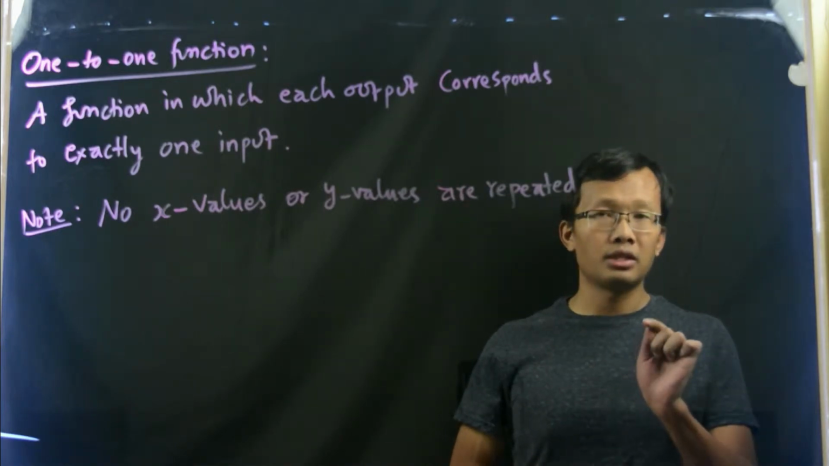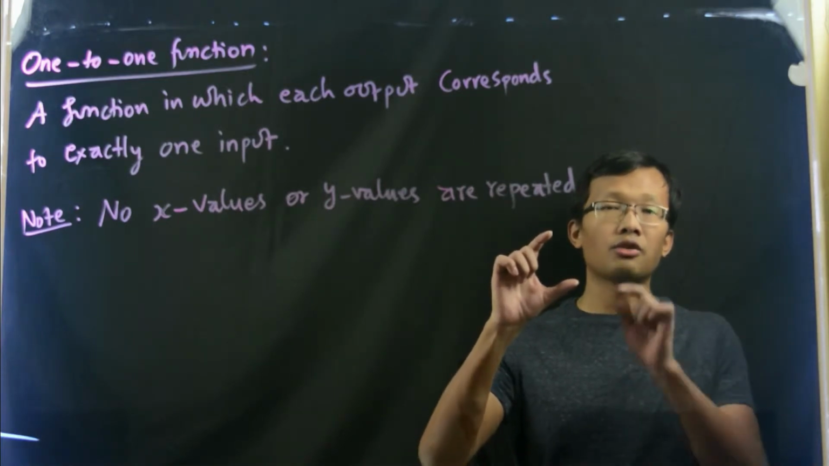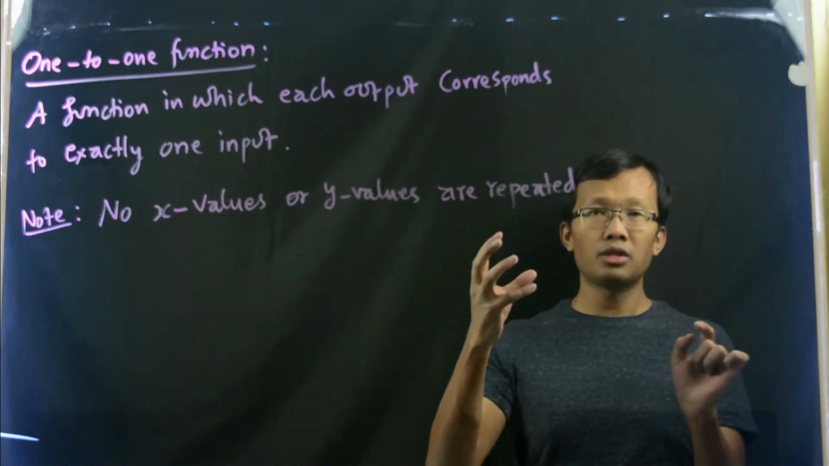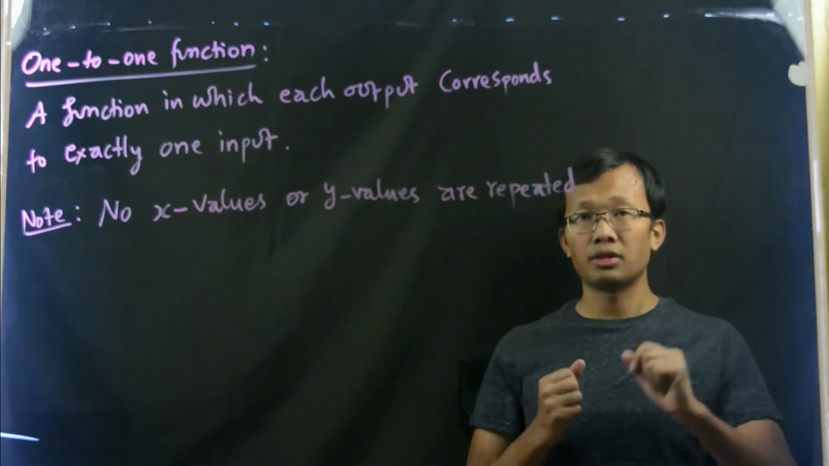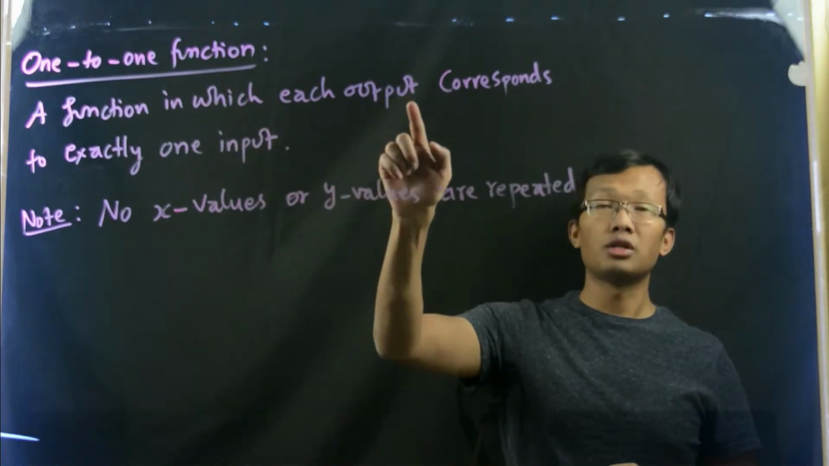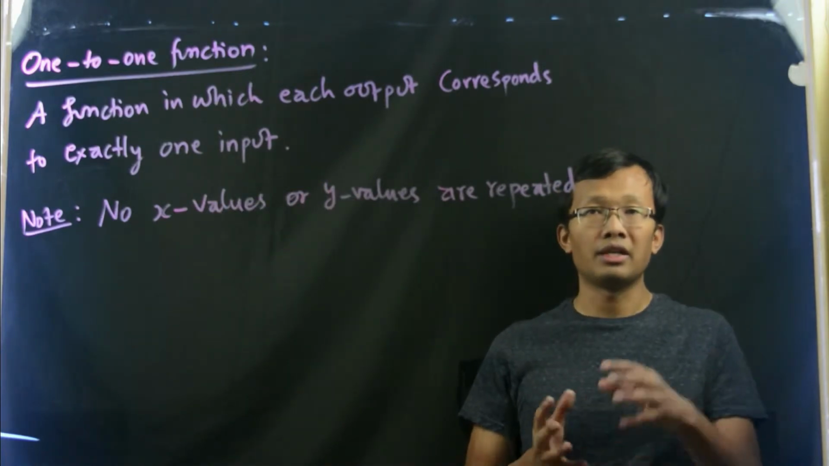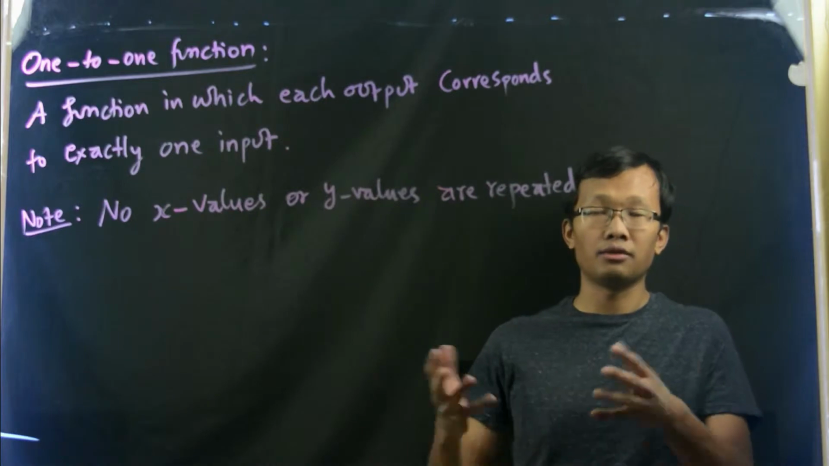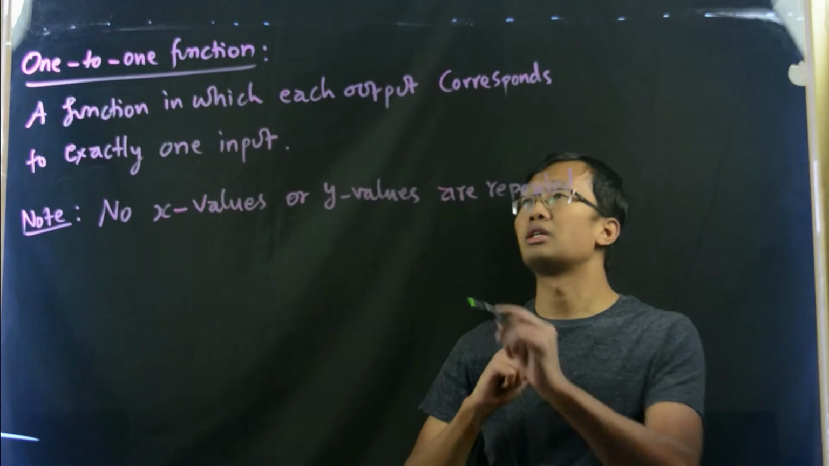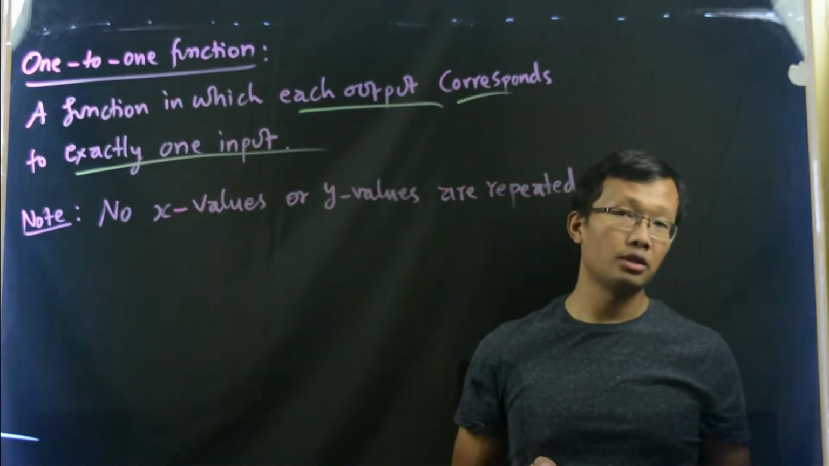A function is a rule or a relation such that all the inputs correspond to exactly one output. Input corresponds to exactly one output. Here, a one-to-one function means each output corresponds to exactly one input. So that's the added property for a function to be one-to-one: a function in which each output, the range, corresponds to exactly one input.